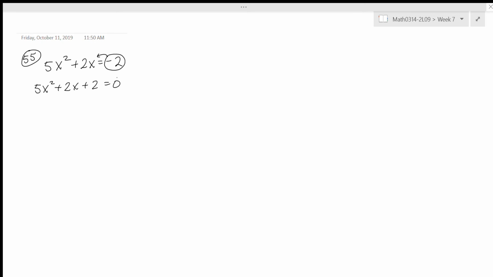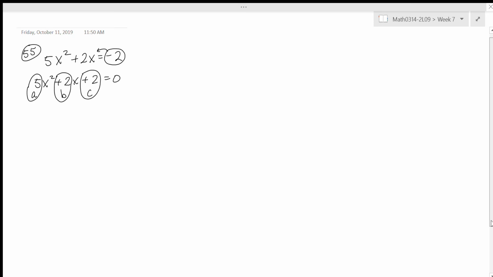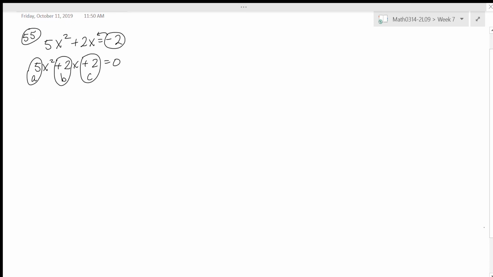So what's the value for A? B? C? And now that I know all 3 of those values, we can plug into the quadratic formula. Are y'all ready to sing? Yes. Okay, so here we go. X is equal to negative B plus or minus the square root of B squared minus 4AC all over 2A. Y'all are not into this singing stuff at all, are you?